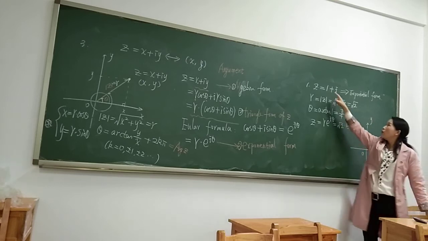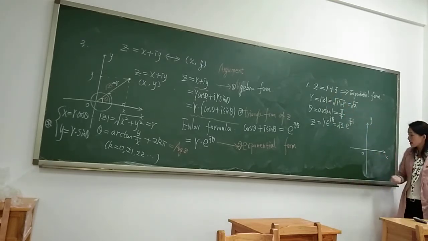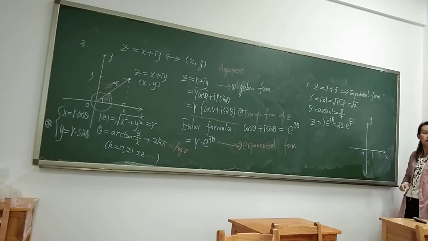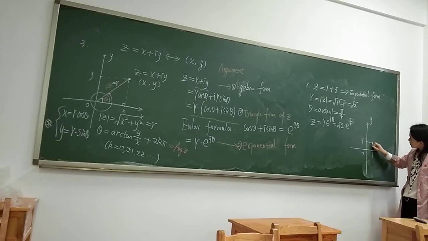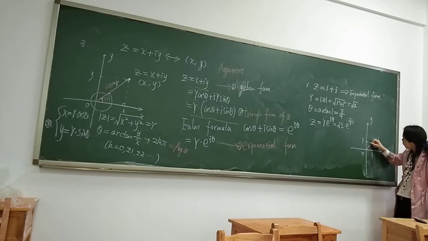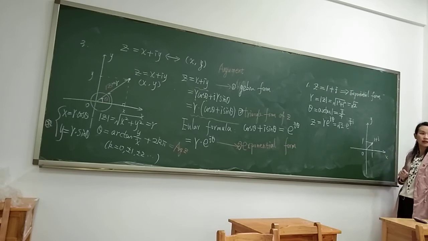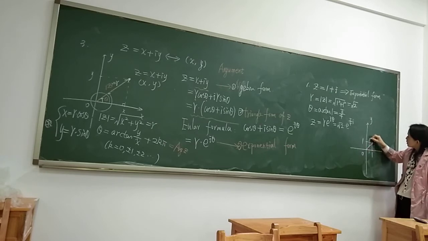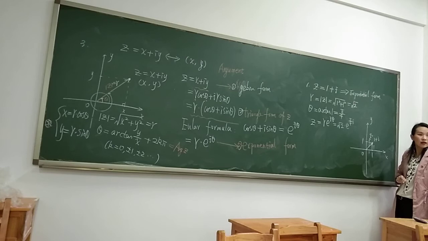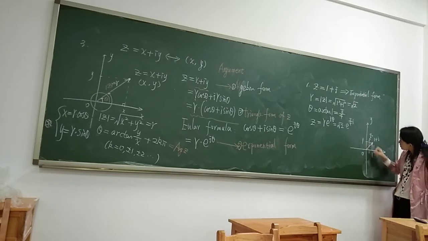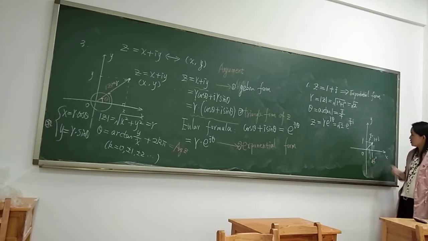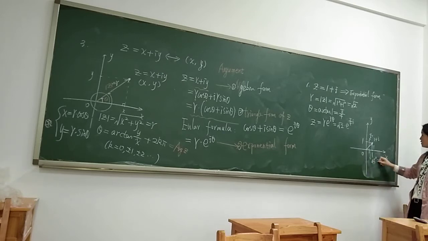Z equals 1 plus i. So x is 1, y is also 1. So this point is 1 plus i. You can also say this vector is 1 plus i. So this is 1, this is 1, and this angle is 45 degrees, that is pi over 4.